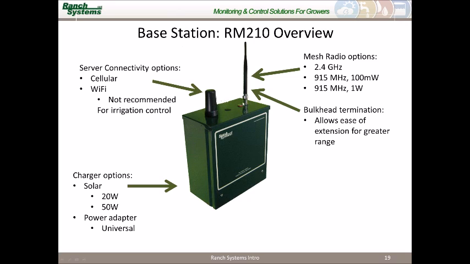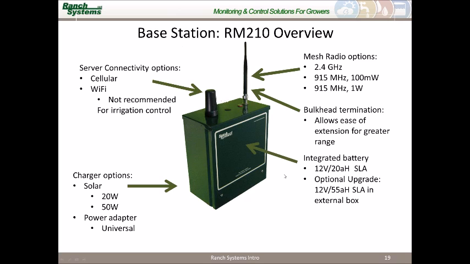And then we have a bulkhead here, which is basically a screw that allows you to extend the antenna to increase the range. So inside of this unit, it has an integrated 12-volt, 20-amp-hour battery, but you can optionally upgrade it to a 55-amp-hour, which is a much larger battery, but provides up to a month of runtime in the absence of sun.